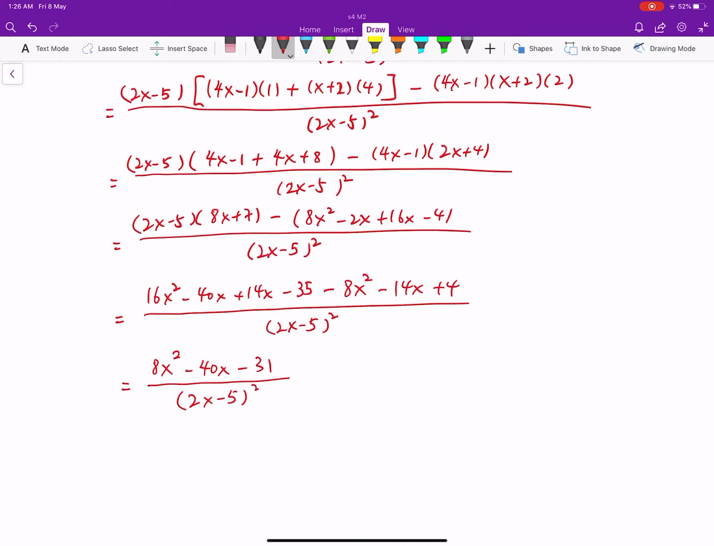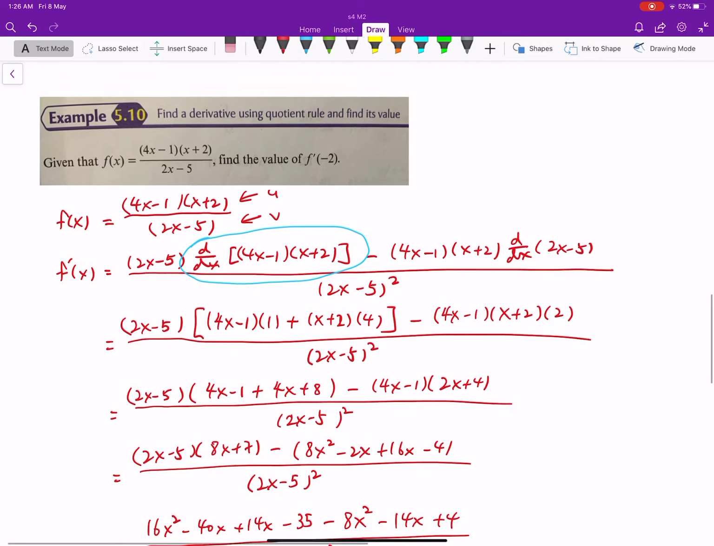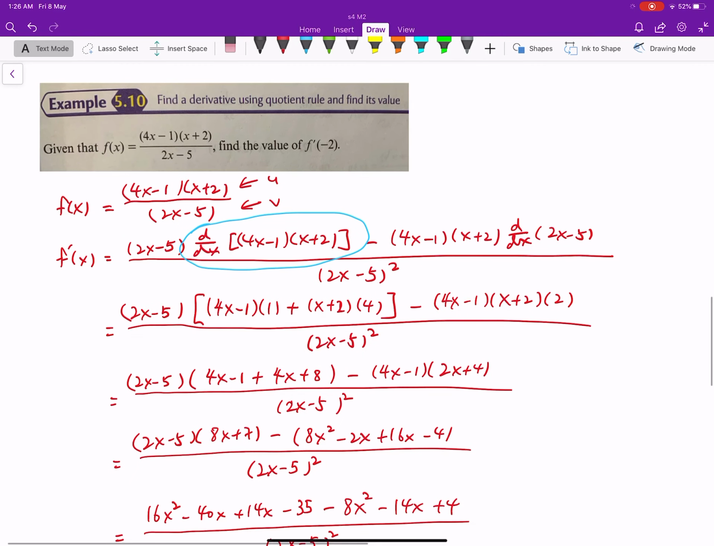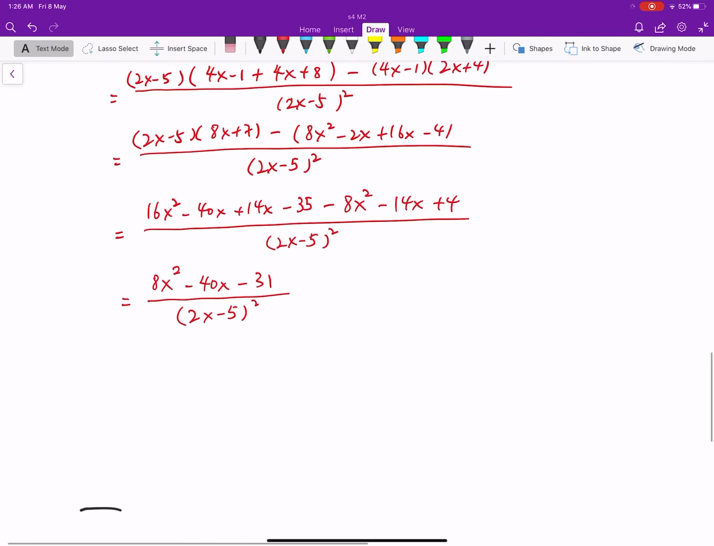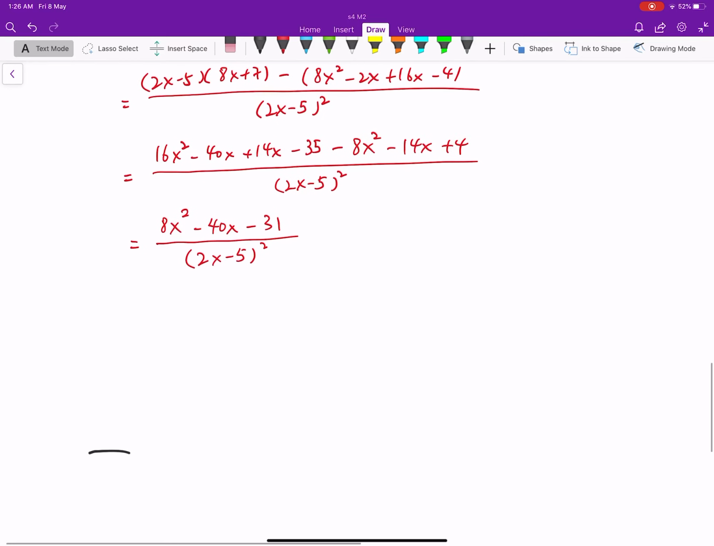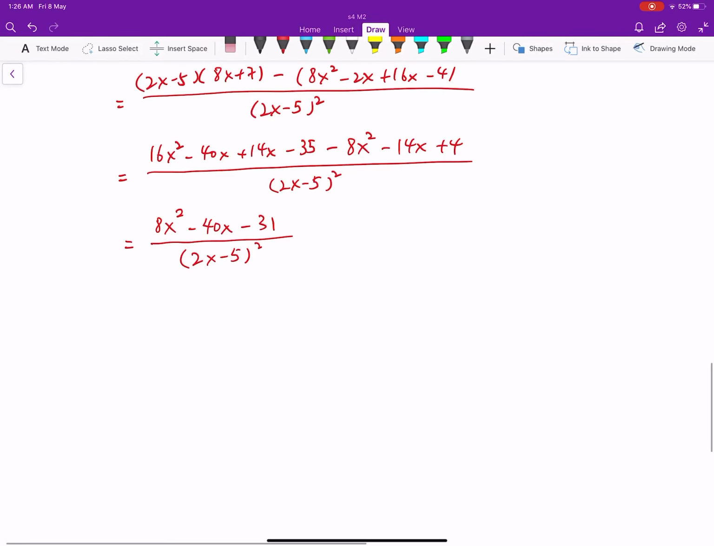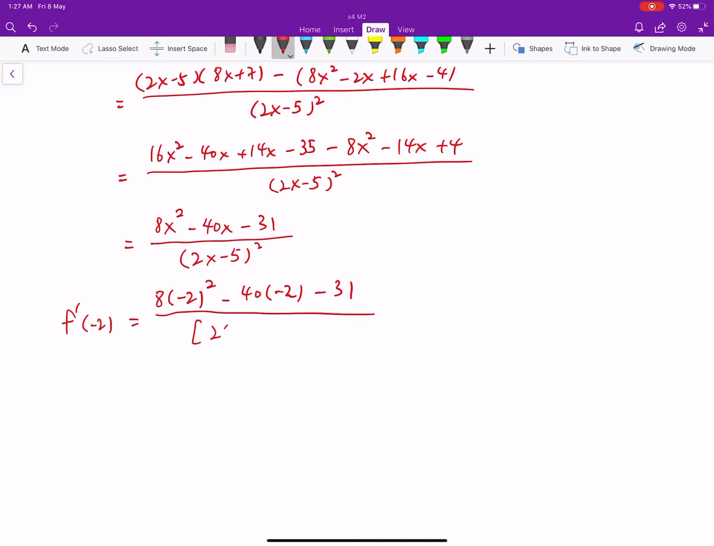Now we go back to the question. We are going to find f prime of negative 2. So we simply put the negative 2 in here. Then we put the negative 2 inside. Finally, you will get the answer is 1.